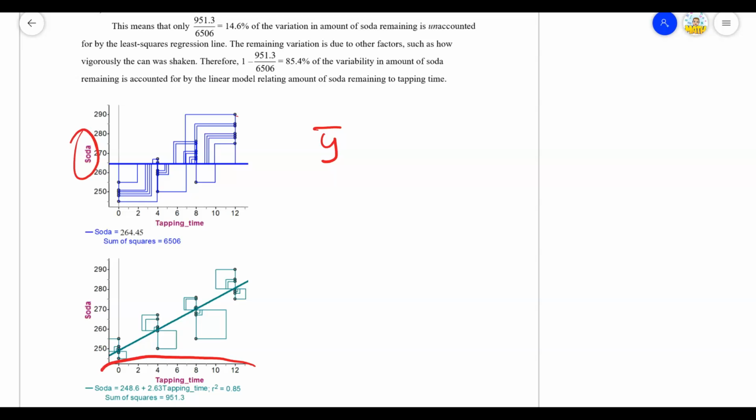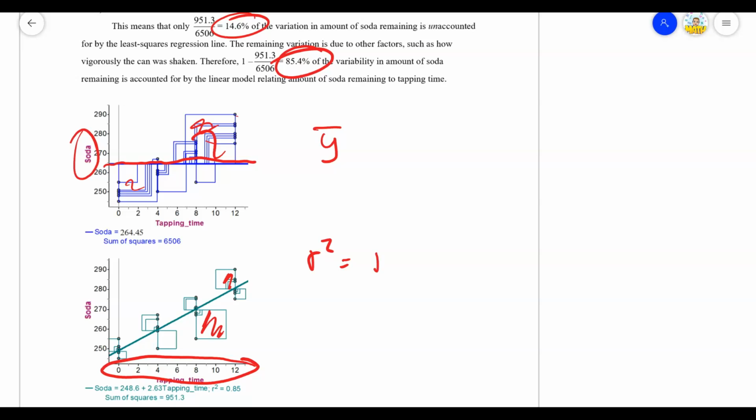What happens when we invite tapping time to the party, right? And we plot this line now, instead of just predicting the same number every time, the average, we're going to say, well, if tapping time was 2 or tapping time was 4, we're going to make different predictions for the amount of soda left based on the tapping time. And when we do that, notice that these squares have gotten so much smaller. How much smaller? 85%. So the amount of unexplained error that we had previously that's unaccounted for, we only have 14.6% unaccounted for. That means that we went ahead and explained 85.4% of this error. Okay, that's what R squared means.